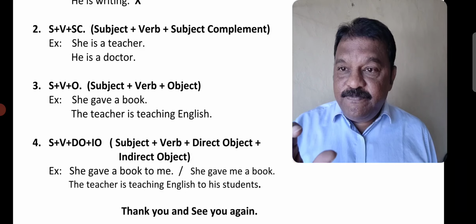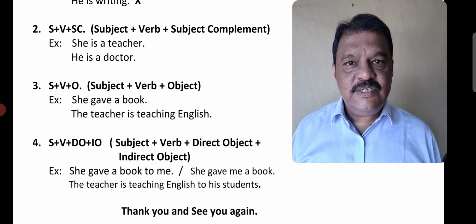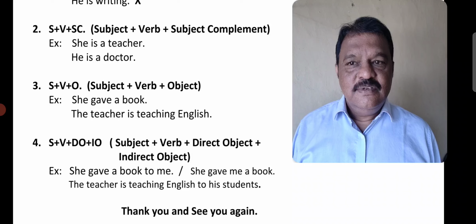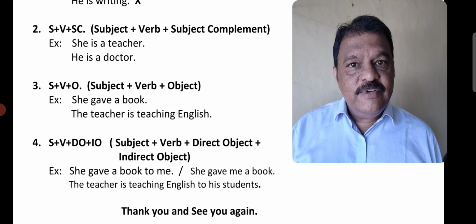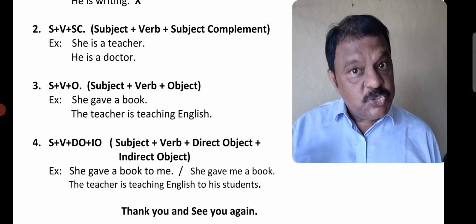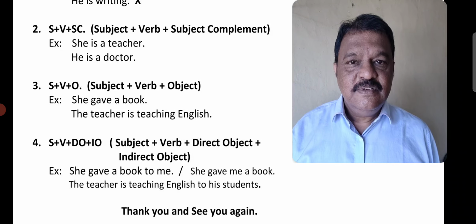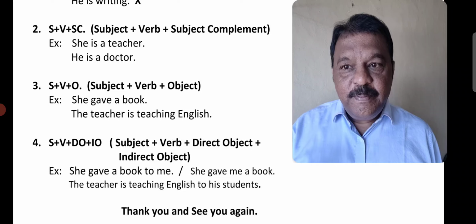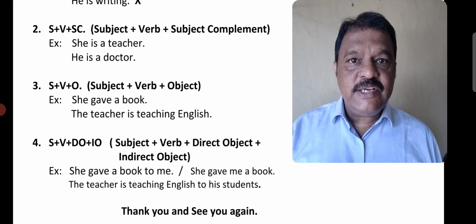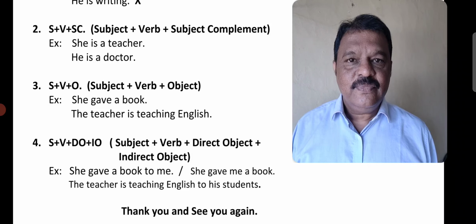We have already found out the direct object is a book, right? So she gave a book to whom? To me. To me is the answer for this question. So me is the indirect object in this sentence. You got it?